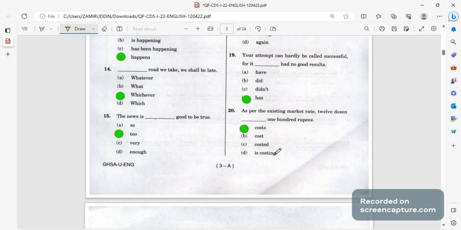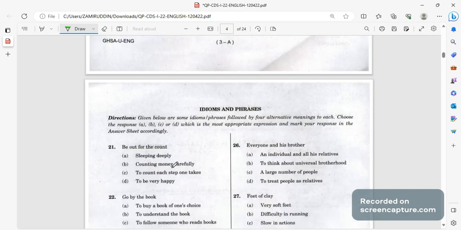The cost नहीं होगा, correct answer cost से हो गया. As per the existing market rate, 12 dozen costs 100 rupee. इतना cost करता है, costs. Next is idioms and phrases.